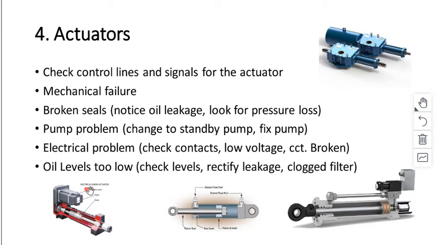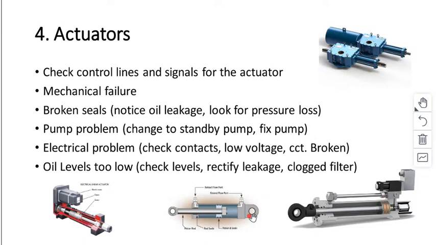It could be pneumatics as well. I'm just trying to look at which of these could be pneumatic. Or it could be oil operated. So instead of controlling the actuator electrically, you just provide the oil pressure. You control the oil pressure, or a little valve with oil pressure, to move the actuator forward or backward.